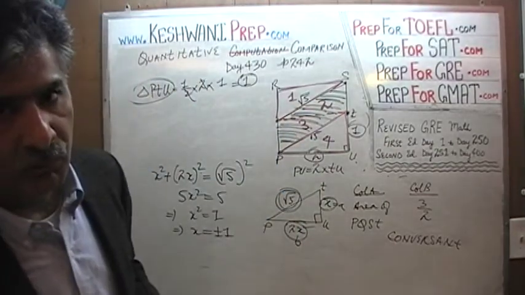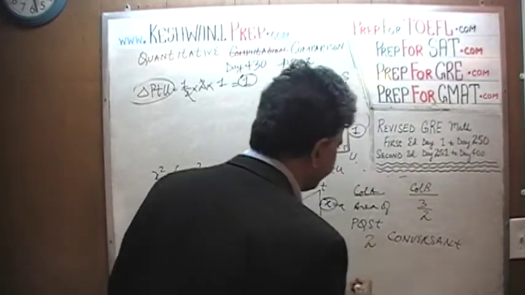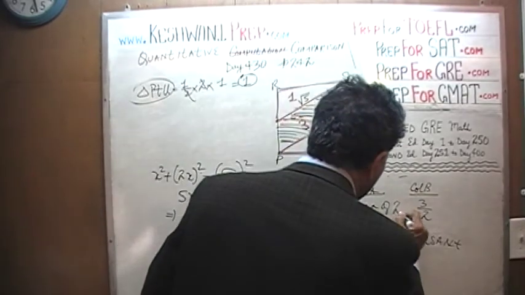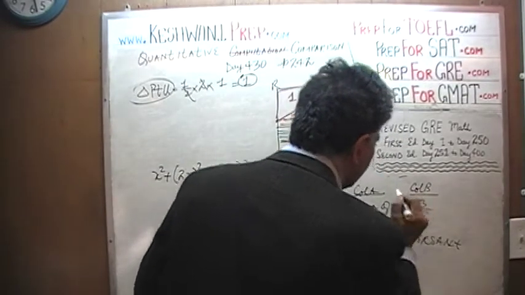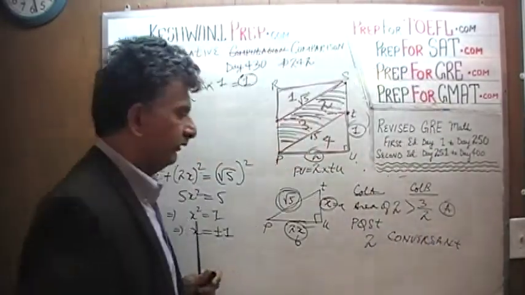It is made up of 2 of those 4 triangles, which means the area of the shaded region must equal 2. So we're comparing 2 versus 3 over 2. Of course, 2 is more than 3 over 2. The answer is A. The answer is A. That's all.